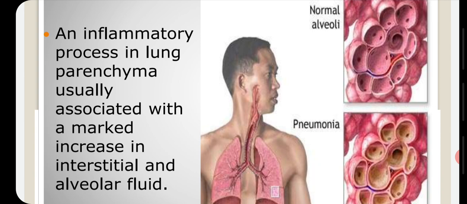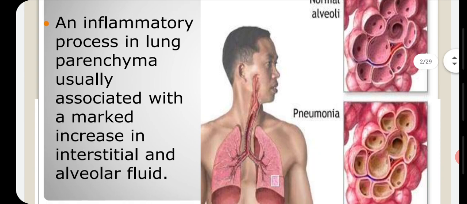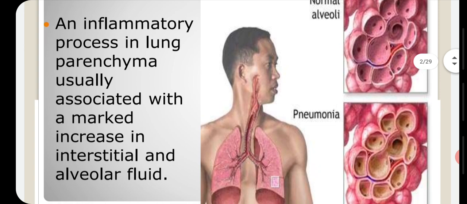The term pneumonia is used to describe any inflammatory condition of the lung in which some or all of the alveoli are filled with fluid and blood cells. The picture shows the normal alveoli, and this is the pneumonia affected alveoli. Pneumonia may be pneumococcal pneumonia when caused by Streptococcus pneumoniae, primary atypical pneumonia when caused by Mycoplasma pneumoniae, chlamydial pneumonia when caused by Chlamydia pneumoniae, Klebsiella pneumonia when caused by Klebsiella pneumoniae, and Serratia pneumonia when caused by Serratia marcescens.